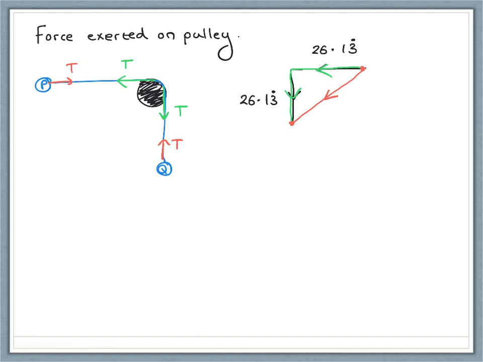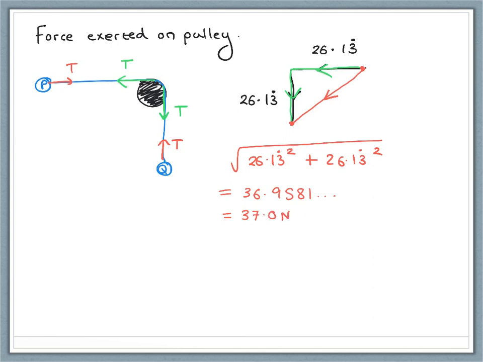Now, how do I calculate the magnitude of this? I need to use Pythagoras' theorem. So that, of course, is going to be 26.13 recurring squared plus 26.13 recurring squared, all square rooted, which gives me a value of 36.9581, etc. So that's 37.0 newtons to 3 significant figures.